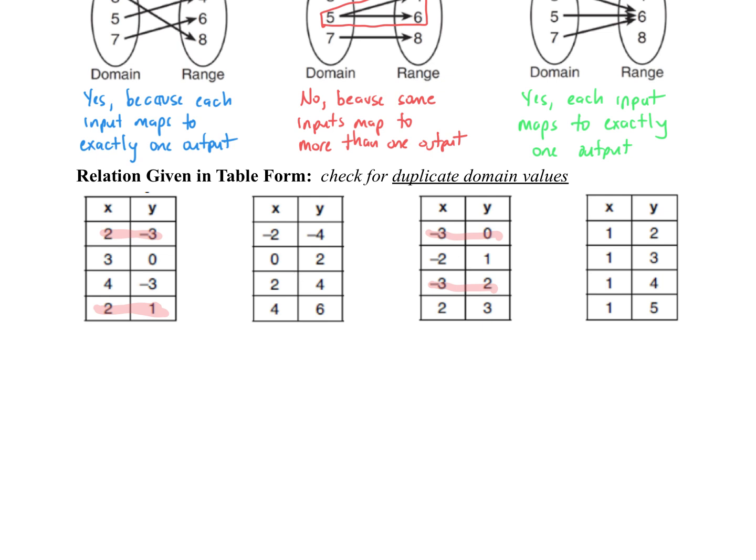And then here, this only has one input mapping to all different outputs. So this is definitely a no. So no, some inputs have more than one output. Yes, each input maps to exactly one output. No, some inputs have more than one output. No, some inputs have more than one output.